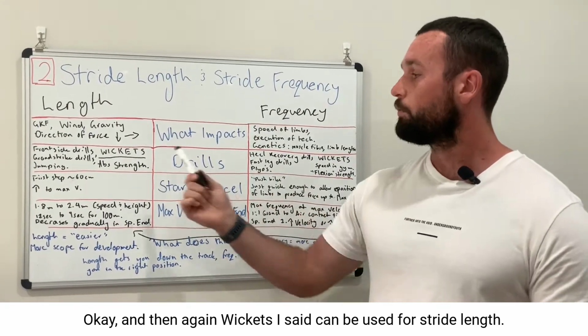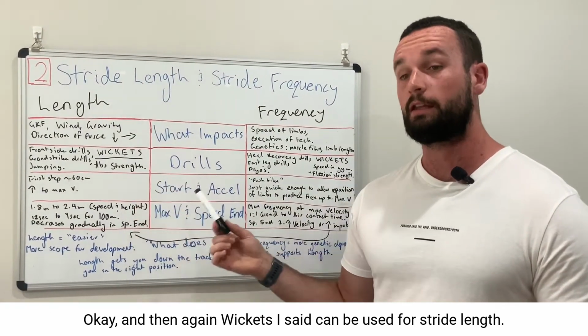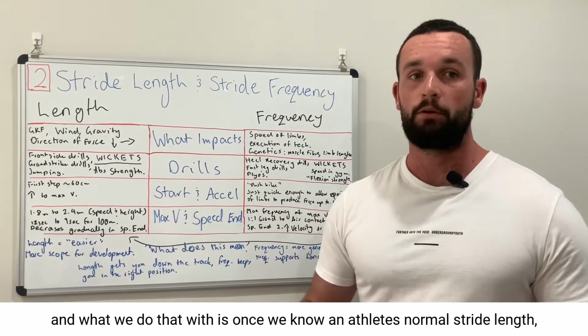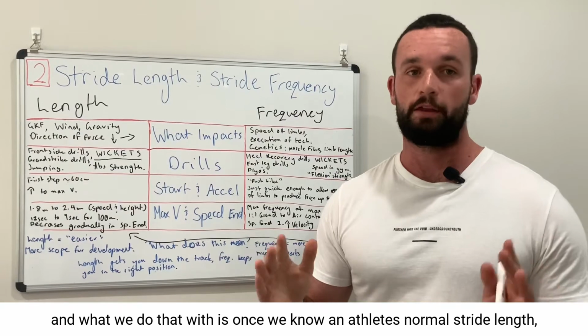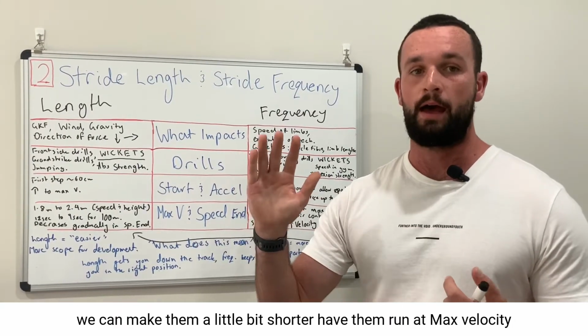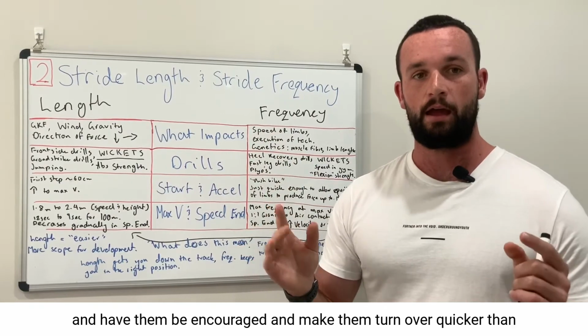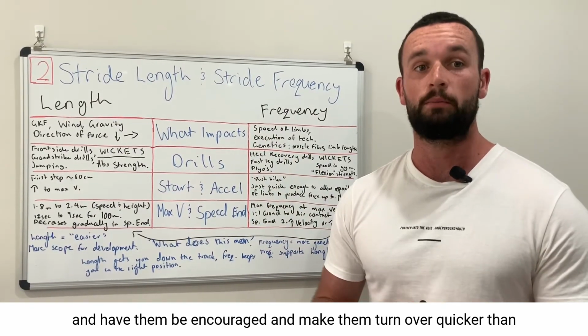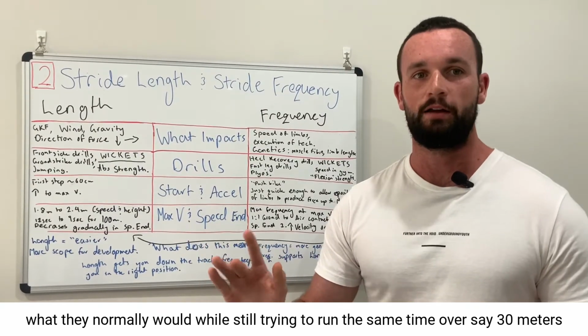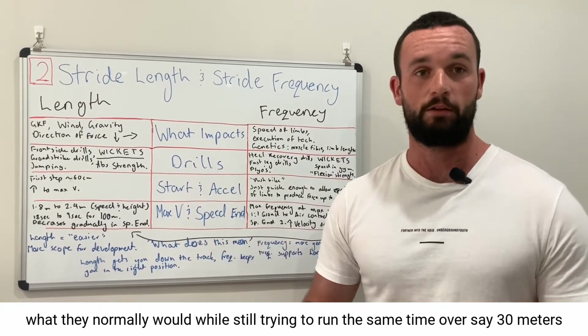And then again, wickets, as I said, can be used for stride length. They can also be used for frequency, all right? And what we do that with is, once we know an athlete's normal stride length, we can make them a little bit shorter, have them run at max velocity, and make them turn over quicker than what they normally would, while still trying to run the same time over, say, 30 meters.